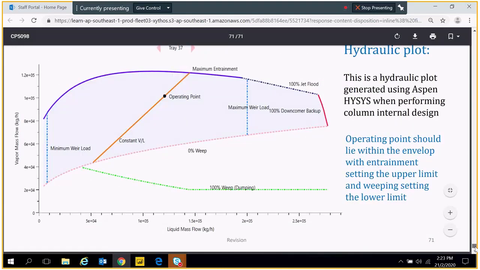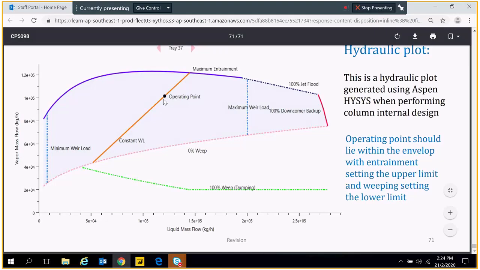You can see here, this orange line. Now the y-axis is the vapor mass flow rate, kilogram per hour. So the y-axis is vapor, the x-axis is the liquid mass flow rate. As long as your operating point is between the purple curve and the dotted pink line, the 0% weeping line and the maximum entrainment line, within this envelope, then we are safe. Safe in the sense that no flooding and no weeping. Definitely, if there's no weeping, definitely there's no dumping.